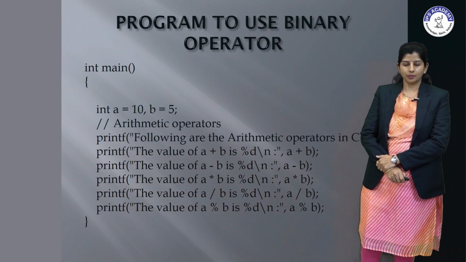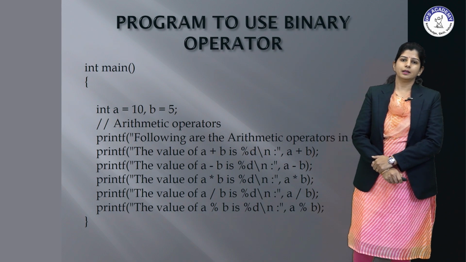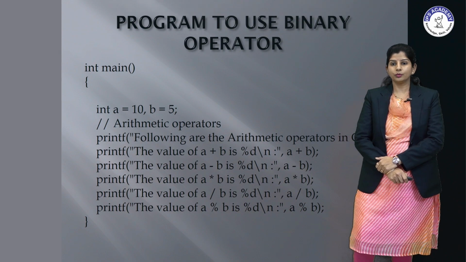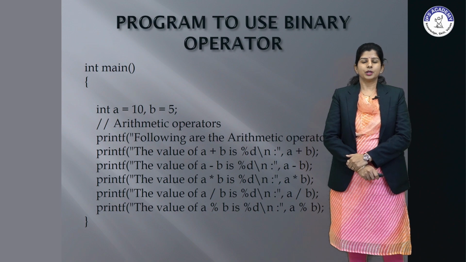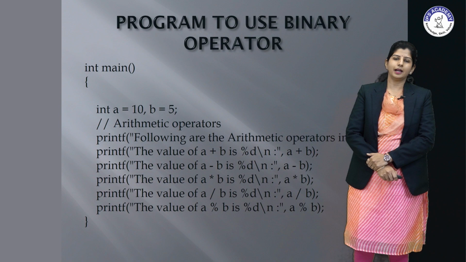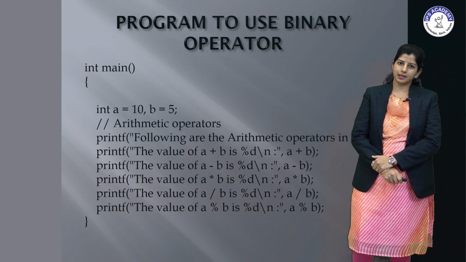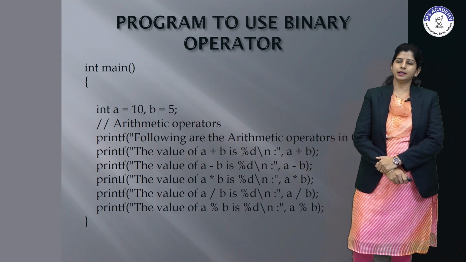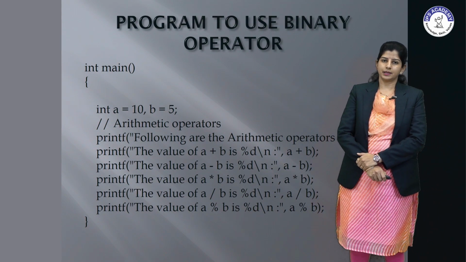The program to use the binary operator is: first, as usual, int main, our main function. Inside the main function we have two values, first one is A and second one is B. We are assigning the value 10 to A and the value 5 to B. A and B are variables and both are of type integer, means the data type of my variable is int.